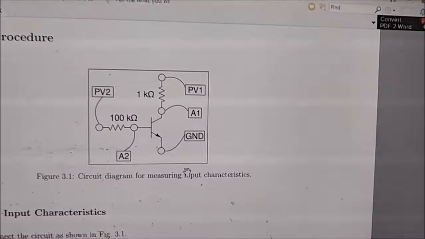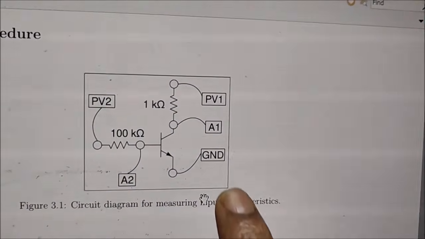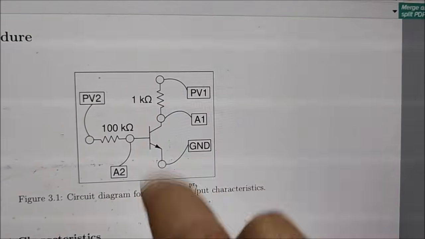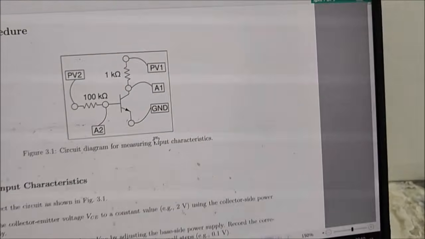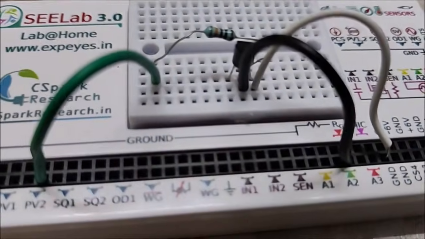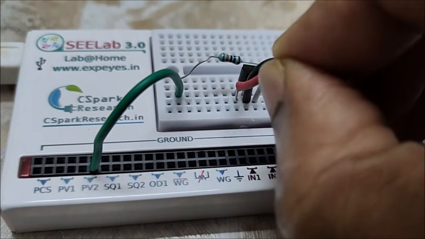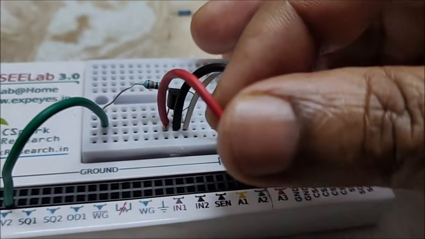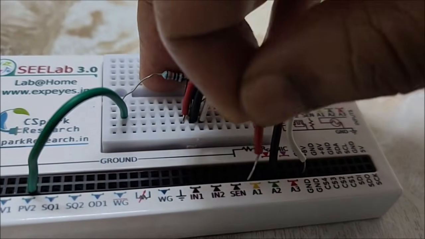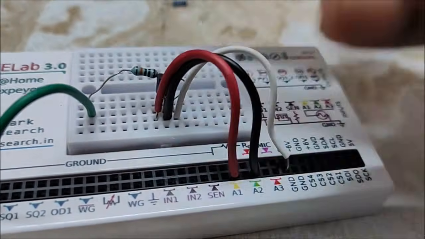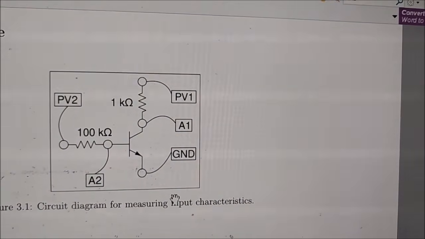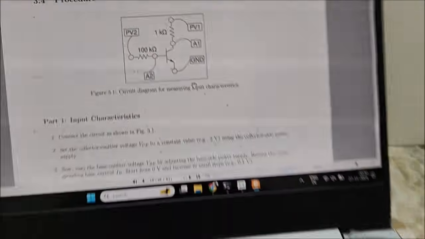Now we'll connect the collector side. From the transistor's collector, immediately there are two connections. One is going to A1 and another one is going to the 1 kilo ohm. So first we will connect this collector, meaning here this left side. This should go to A2, sorry, this should go to A1. Okay, so this is connected, and from there itself another resistance, 1 kilo ohm, and the other terminal of the resistance is going to PV1.